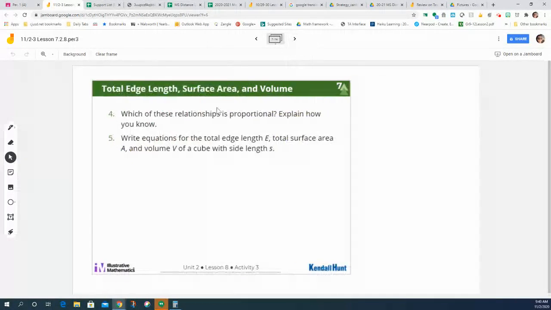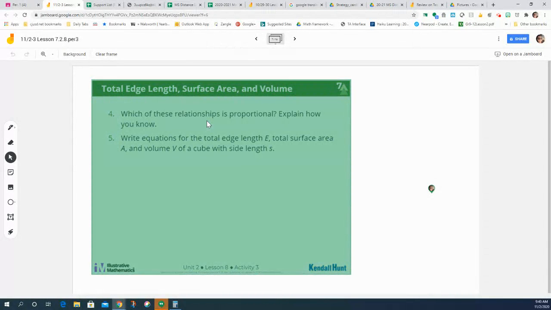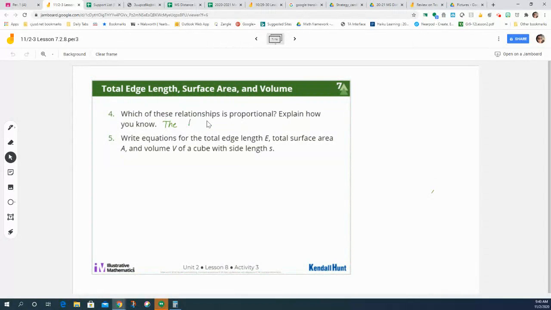So on the next slide, which is on page 130, it says, which of these relationships is proportional? The first one is proportional because when we divide y by x, we get the same value.